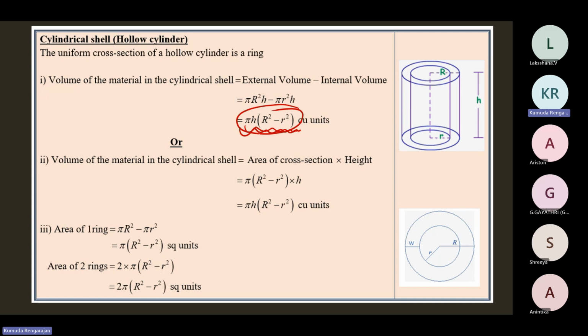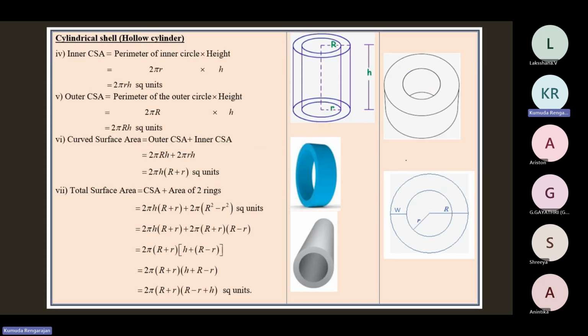We spoke about the rings. This is a ring. If you want to find the area of this portion, this is a ring. A similar ring is on the other end of the cylindrical pipe, which is not visible in this picture. So the area of this ring is given by pi R square minus r square. There's a ring on the other side, so that area is also pi R square minus r square.